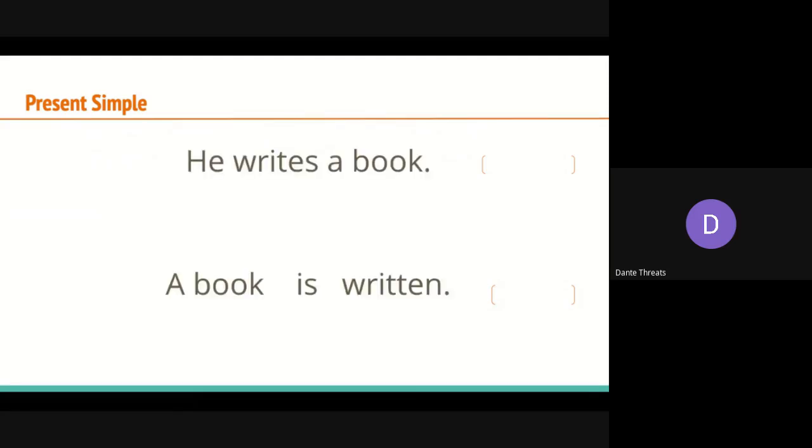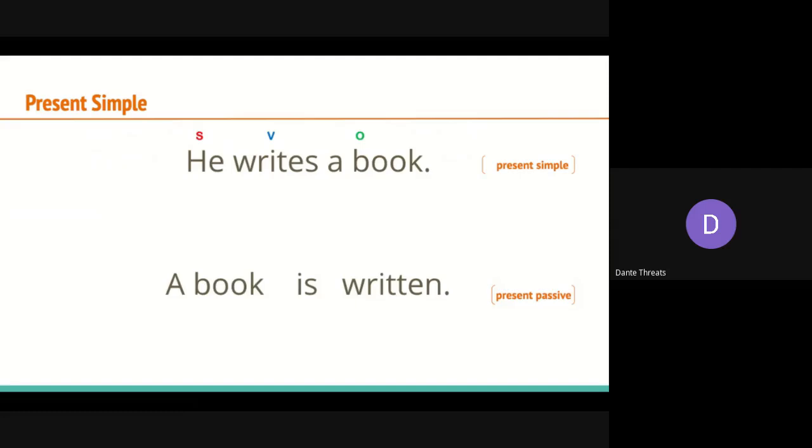Let's begin. Okay, so we have the present simple, yeah? All right, he writes a book, all right? Then we have the passive voice, a book is written, okay? So the active sentence has a subject, a verb, and an object, right? All right, that means it's present simple. He writes makes it present simple. Okay, and then we have the present passive.